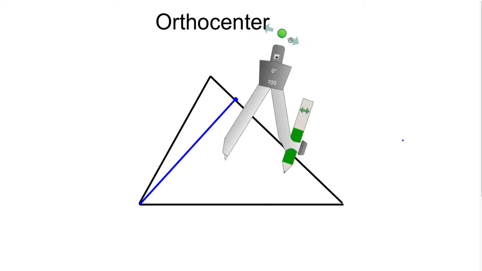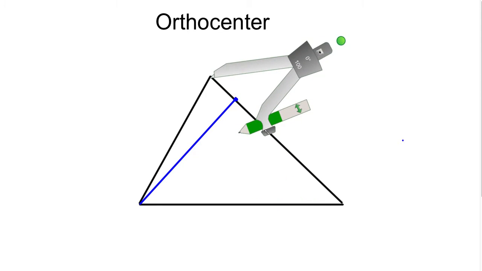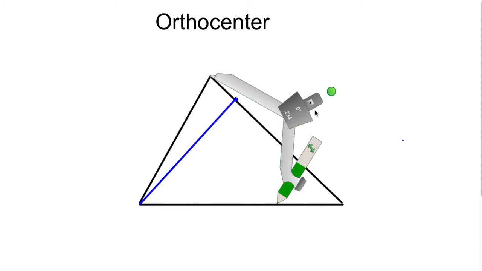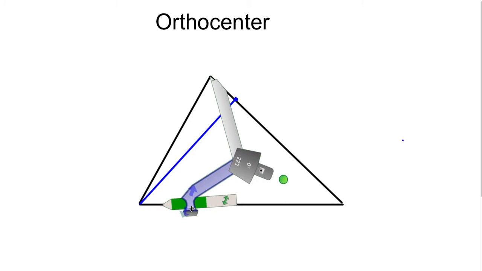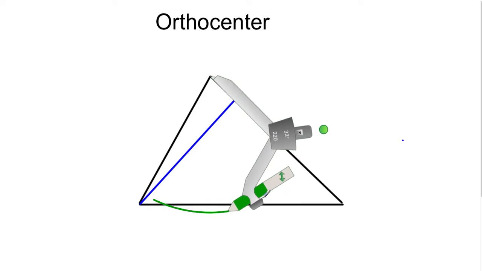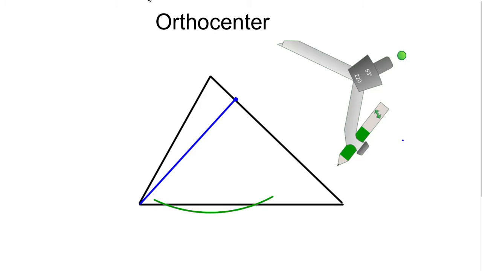And so what I'm going to do is I'm going to put the point of my compass there and extend this out. And remember, the point is that I want to make an arc so that it's going to go through this opposite side twice. It's just like that. I'm going to take note of where these 2 points are, where this arc intercepts this side.